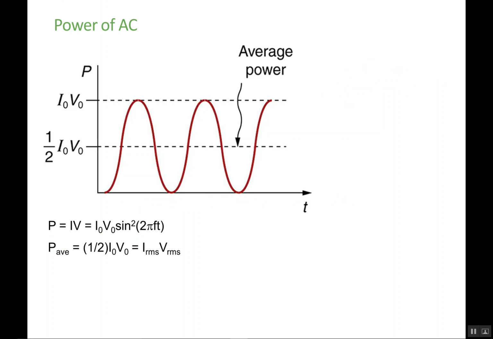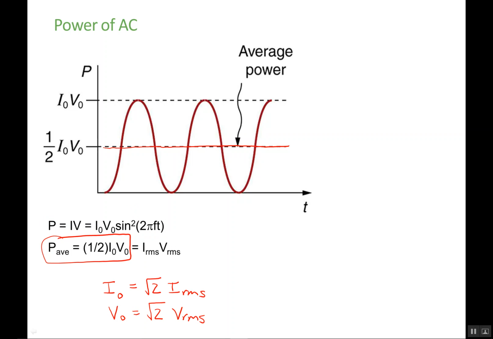Well, the average power that's delivered is not that hard to find, because what you do is you recognize that if you plot the square of the sine function, what you find is that the average of the squared sine function is equal to 1/2. So the average of this function, which is I naught V naught times the square of the sine function, is 1/2 I naught times V naught, or this.